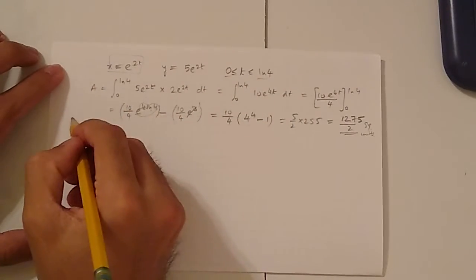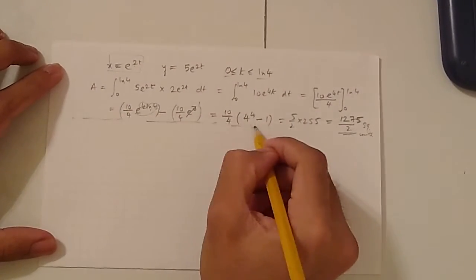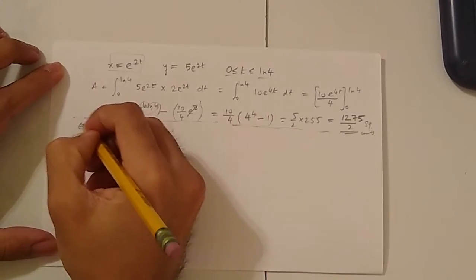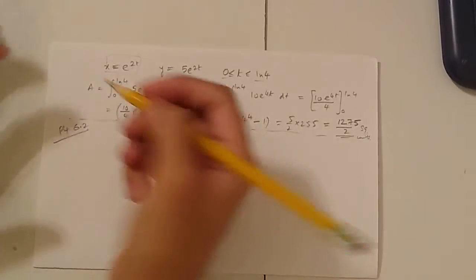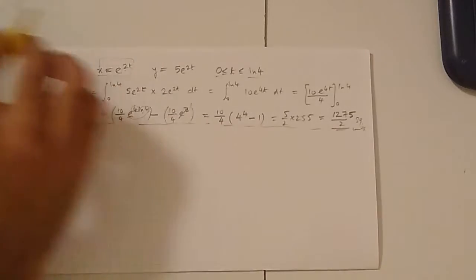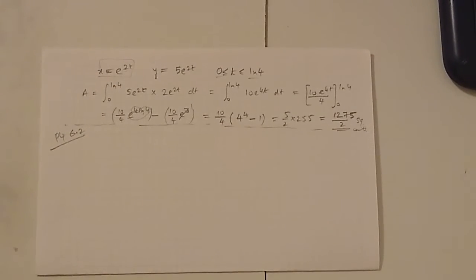In this video, we'll be discussing section 6.2 from chapter 6 of P4, and we'll be discussing the volume of revolution around the x-axis.